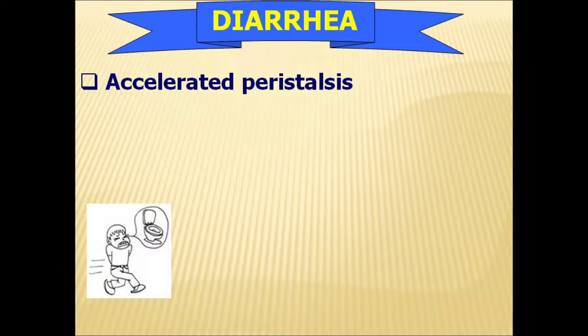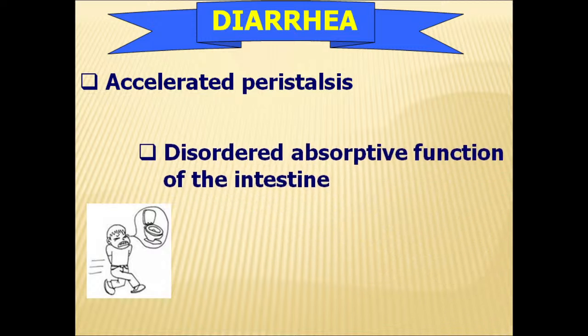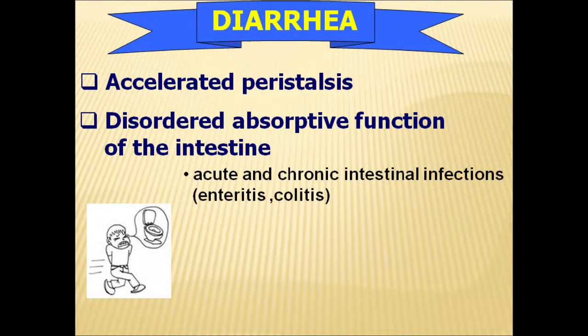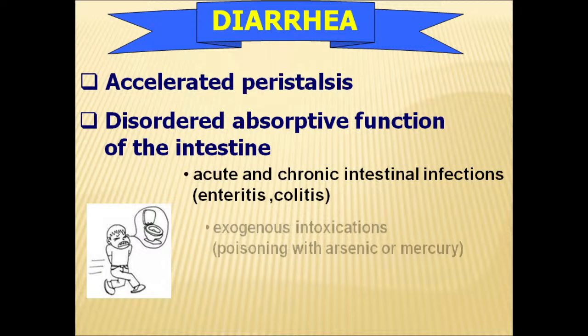Disordered defecation may be manifested in two types, diarrhea or constipation. If we are talking about diarrhea, it appears due to accelerated peristalsis, when the absorption process is disturbed and all liquid chyme will be evacuated. This problem appears as a result of acute or chronic intestinal infections. If we are talking about the small intestine, it will be enteritis. If the large intestine, colitis.